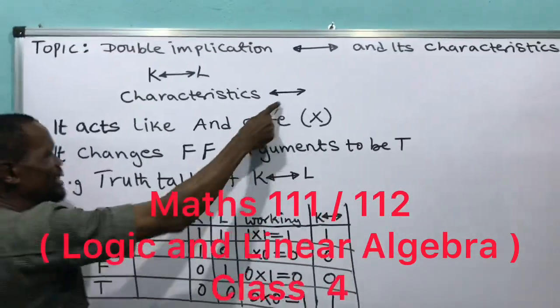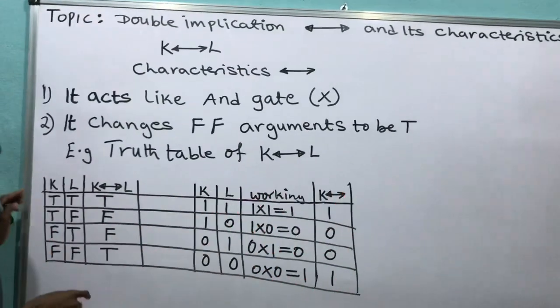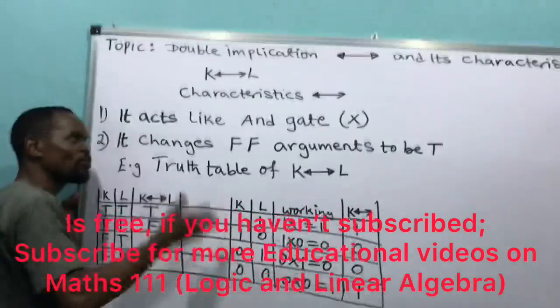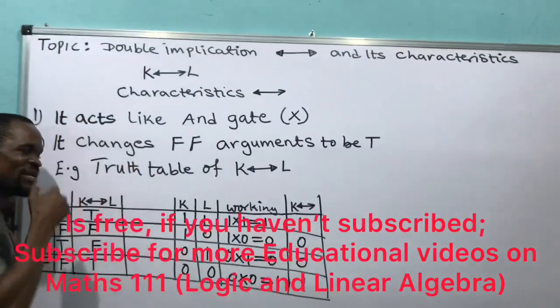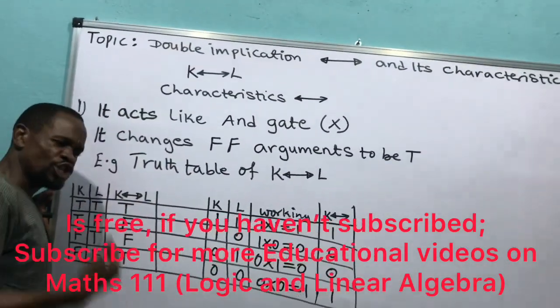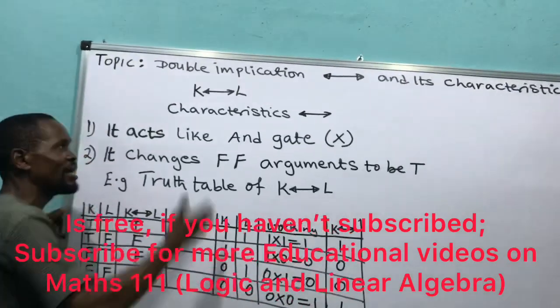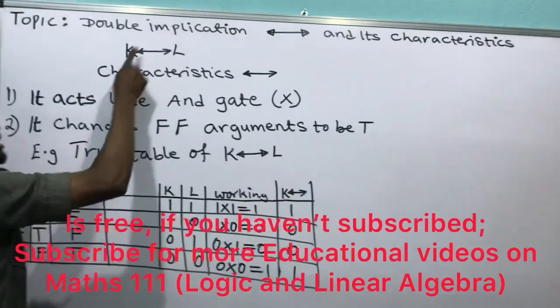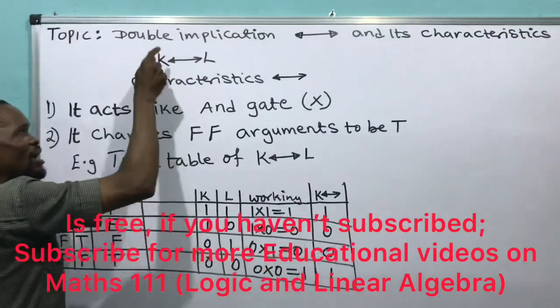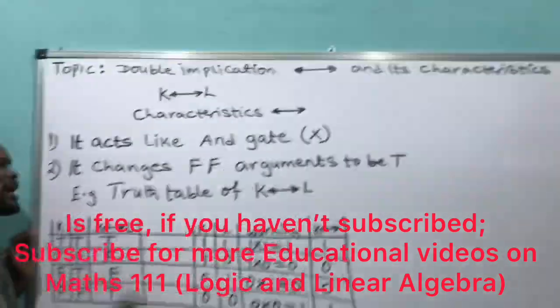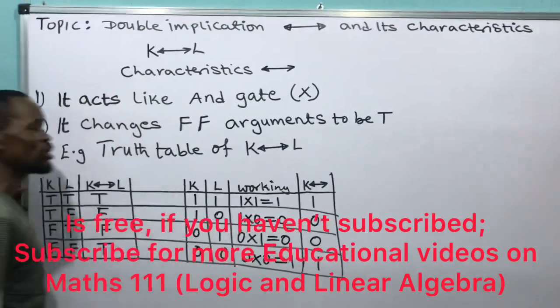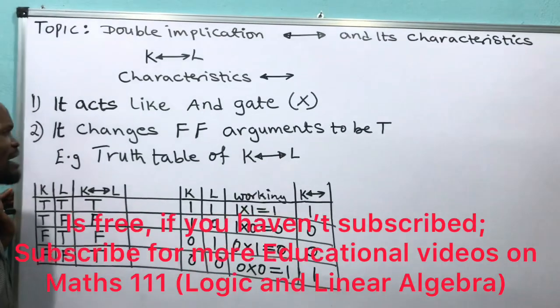Characteristics of double implication. Look at these characteristics, at how the judge judged his own case. When we say characteristics of double implication, it means how the judge judged the two arguments, the argument of K and the argument of L. How does this man judge these two arguments? This is what we are trying to look at. What we call characteristics of what? Double implication. You get me right?